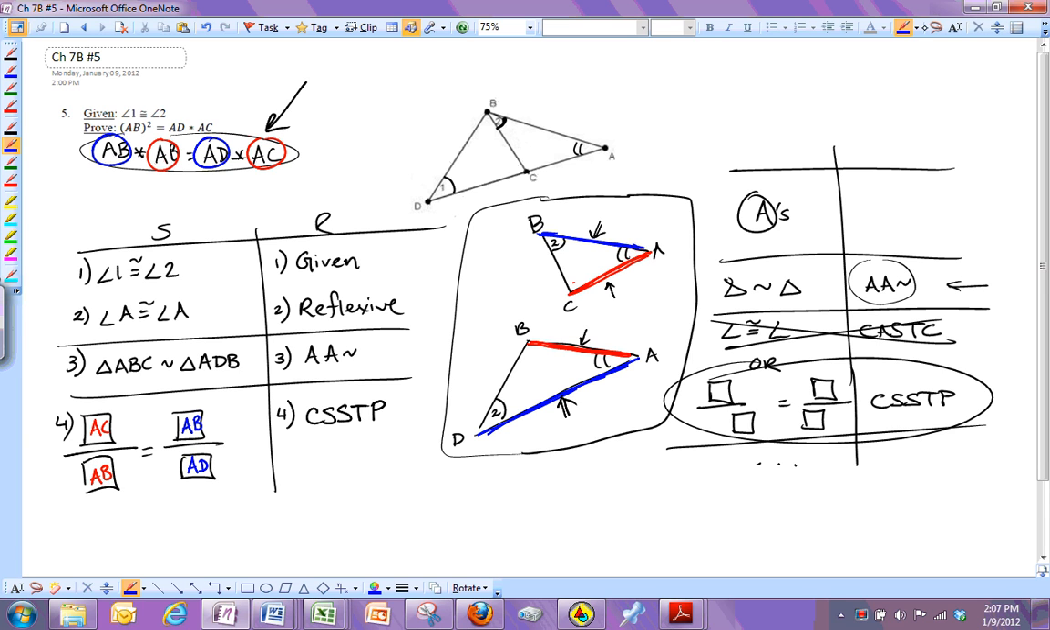And then when we cross multiply, we're going to get AC times AD equals AB times AB, which is AB squared, and this is the same thing that we're trying to prove here. So 5 is because we cross multiplied, and then we're done.